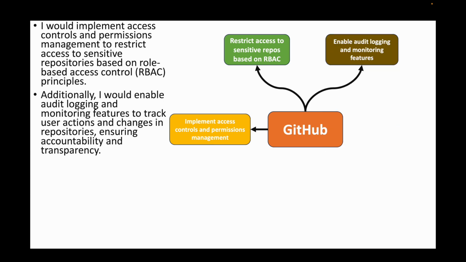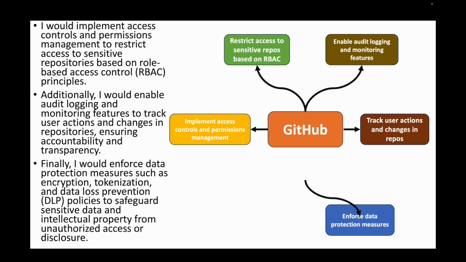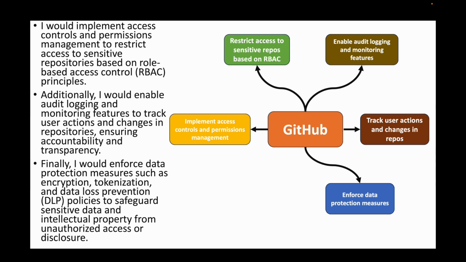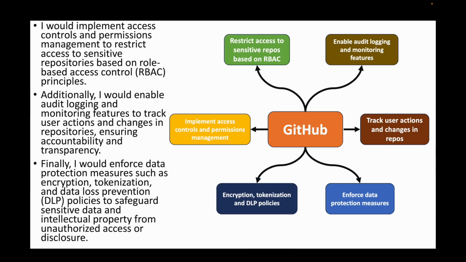Additionally, we can also enable audit logging and monitoring features, which will help us to keep track of any user actions or changes that are being done inside the repo, and this will ensure we have accountability and also transparency within the repository. Finally, we can also enforce data protection measures such as encrypting the repo, tokenizing the repo, and also using data loss prevention policies. And these will help us to safeguard the sensitive data and intellectual property from unauthorized access or disclosure.